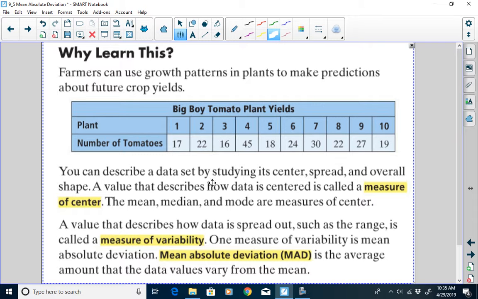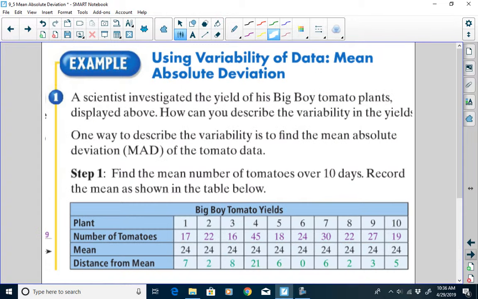You can describe a data set by studying its center, spread, and overall shape. A value that describes how data is centered is called a measure of center. The mean, median, and mode are your measures of center. A value that describes how data is spread out, such as the range, is called your measure of variability. One measure of variability is the mean absolute deviation. That is the average amount that data varies from the mean.